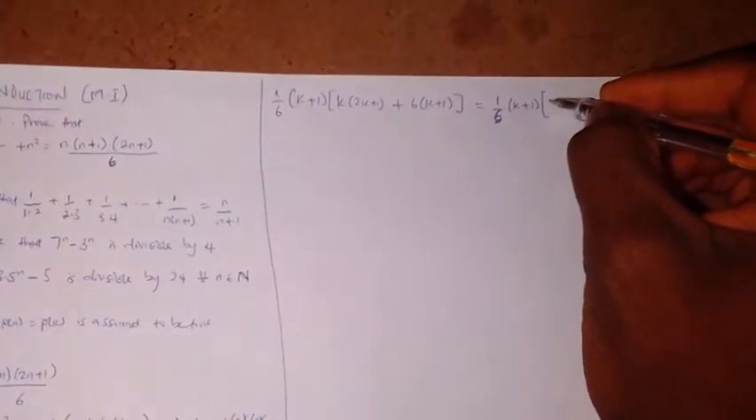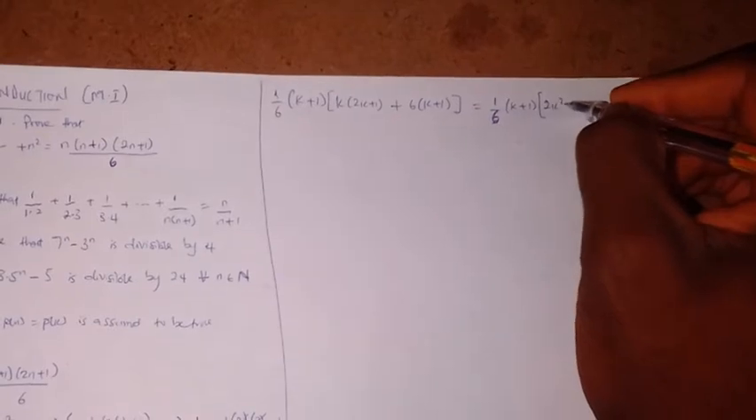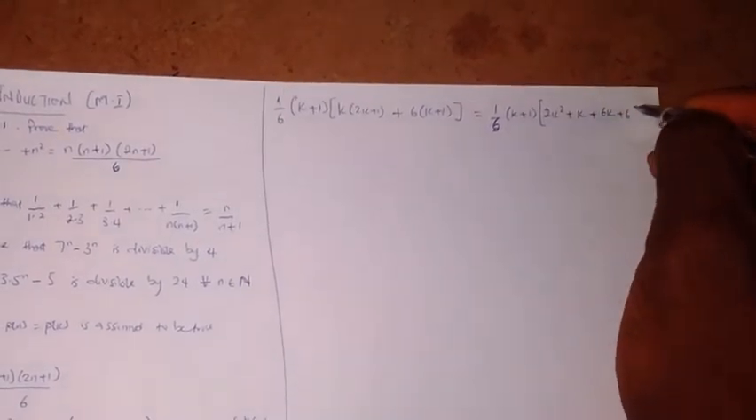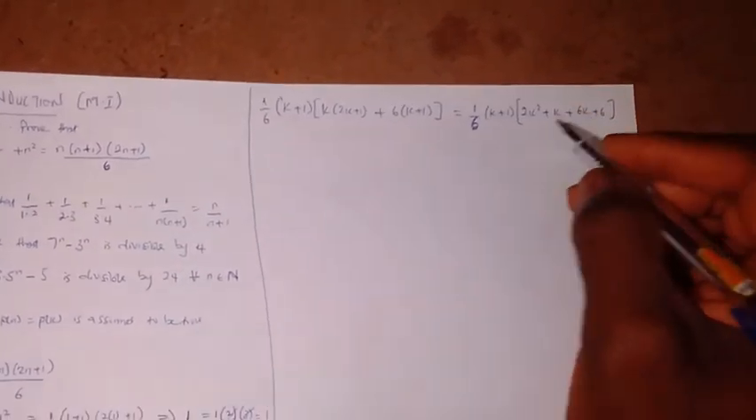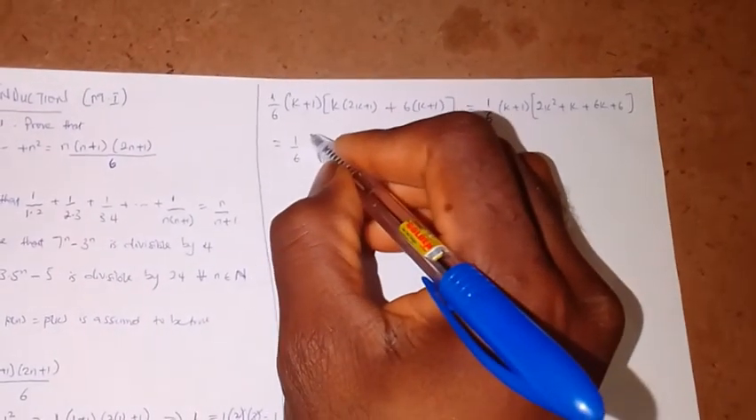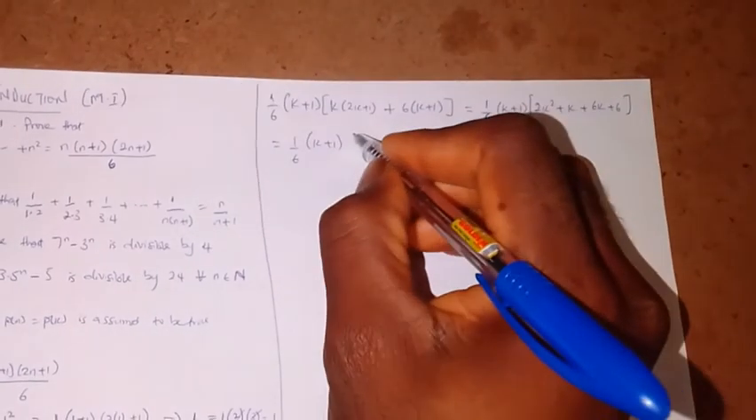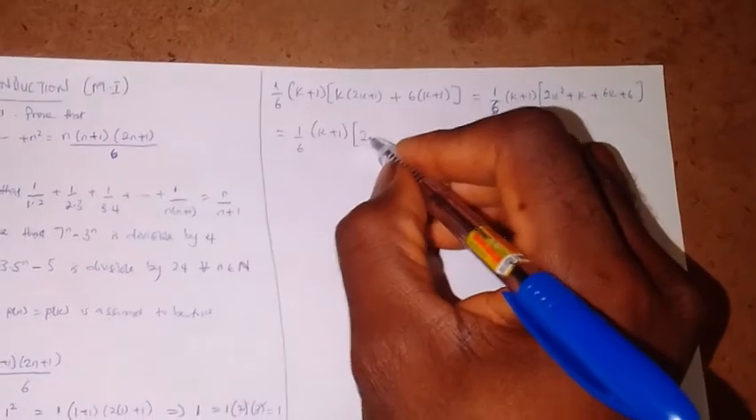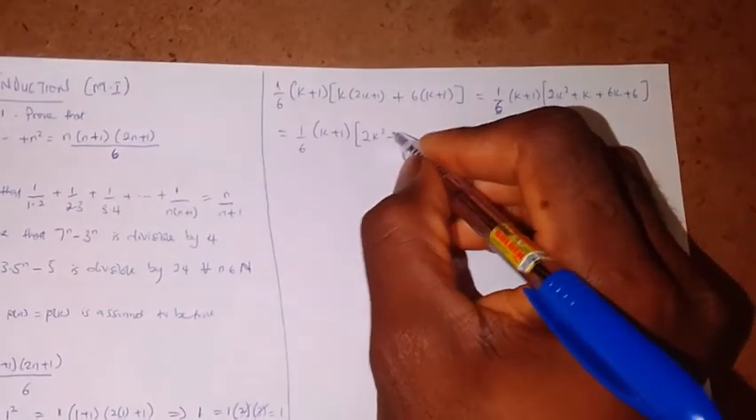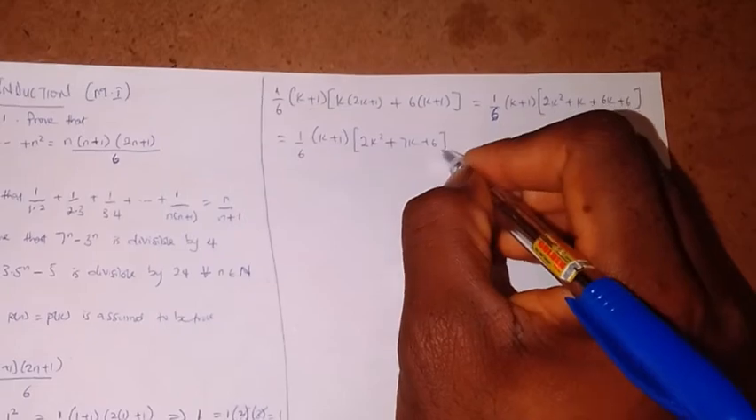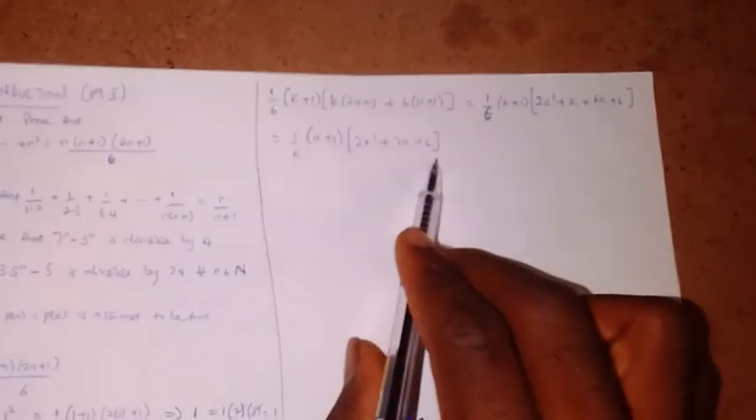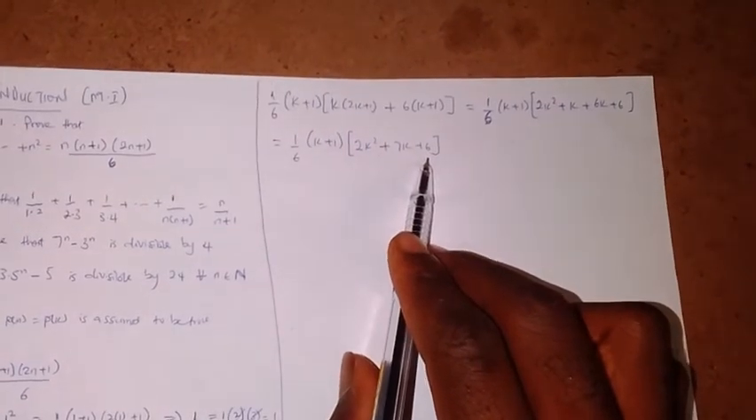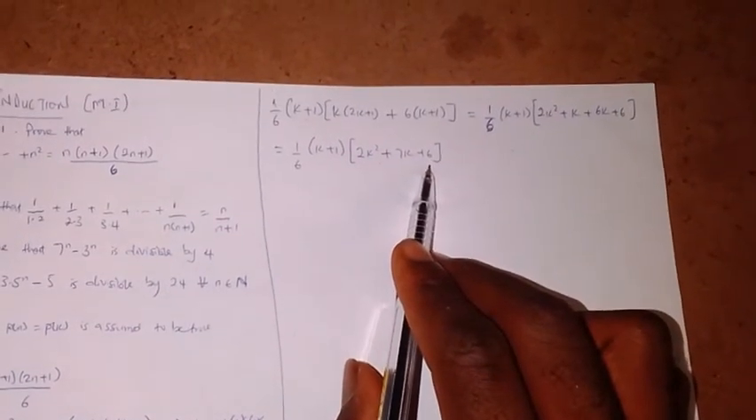So, in which case, what will I have? I will have this as 2k squared plus k, then plus 6k plus 6. Okay, now this becomes 1 over 6 into k plus 1 into, I can now add there first before I find out what is common, before I factorize, 7k plus 6. Now, I have this as what? 2 times 6 is 12. So 2 times 6 here gives us 12.